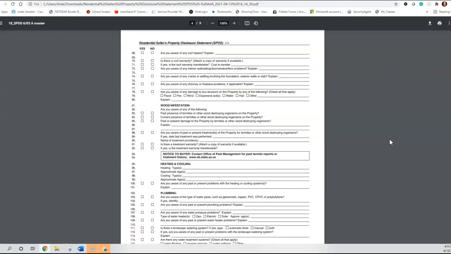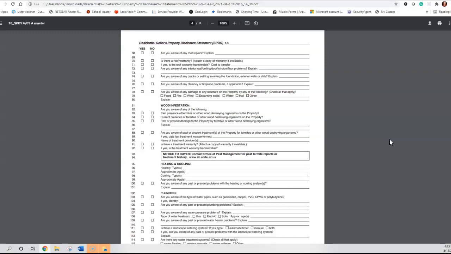Are you aware of any of the following? Past or present termites? Current termites are wood destroying organisms, past or present property damage due to termites or other wood destroying organisms. What other kinds of wood destroying organisms are there? Well, there's carpenter ants. There's all sorts of ones. Sometimes crickets can get in there and cause havoc in your wood. So there's lots of little things that can get in there. Woodworms, those you usually find in antique pieces that you bring home.